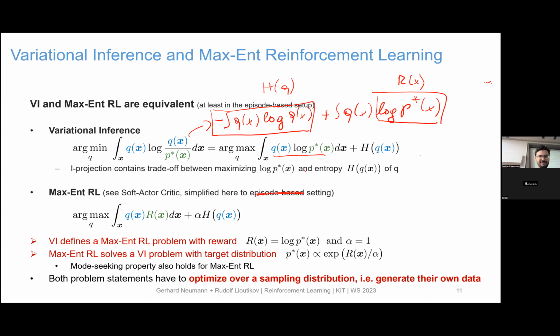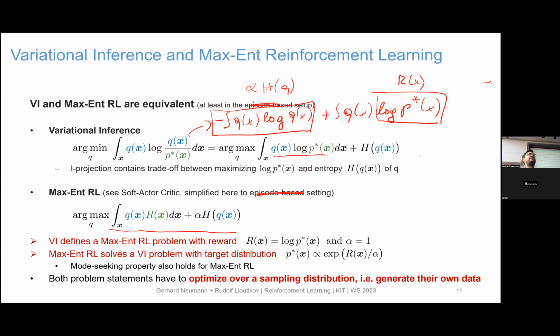So forget about this episode-based setting, that will come later. But in this simplified setting where we only have x and there are no states or something like that, x are the actions, the maximum entropy reinforcement learning would look like that: we want to maximize the expectation under q of R(x), plus some alpha times the entropy. And now we see already this looks somehow similar, isn't it? So here maybe we don't have the alpha. This is the only thing that is different.